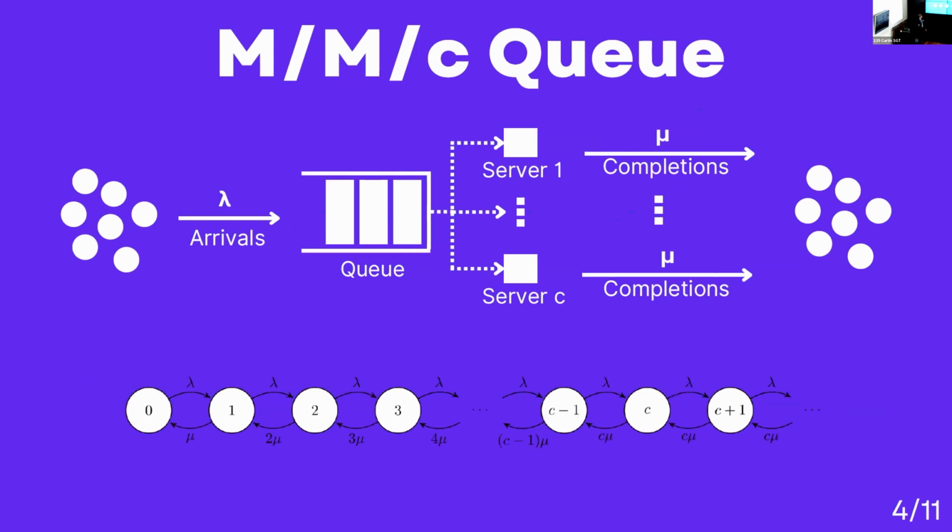Okay, so the way I actually modeled all of this was using what's known as an MMC queue. I'm not going to go into the details to save time, but basically you have students and they join the queue at some rate parameter that you can estimate, and then you have a bunch of servers, which are tutors, and they help the students in the queue.